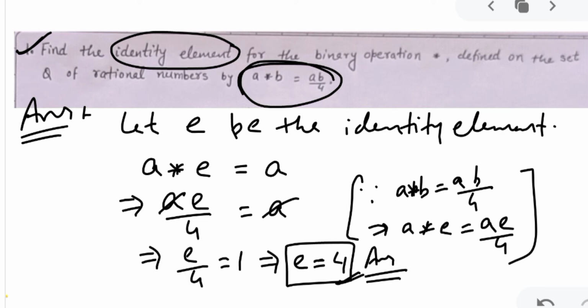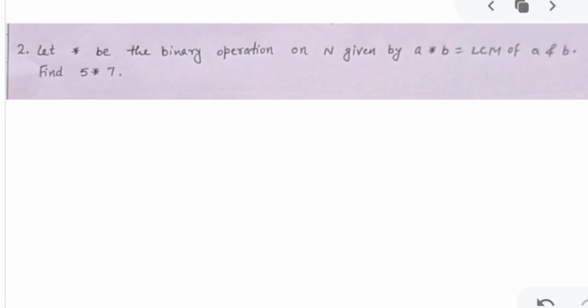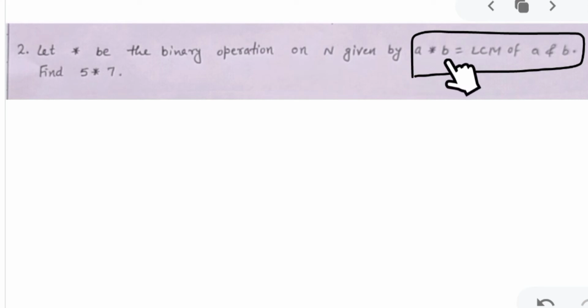Now we are moving to the second question. Let star be a binary operation on natural numbers N given by A star B, which is defined as the LCM of A and B. So the star operation here is LCM. A star B means LCM of A and B. So we have to find 5 star 7.